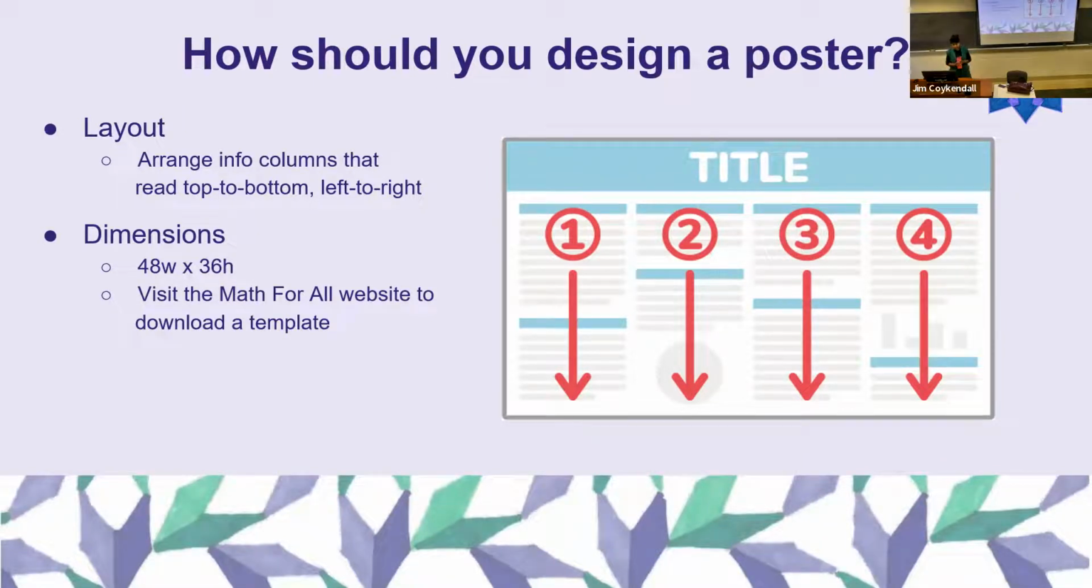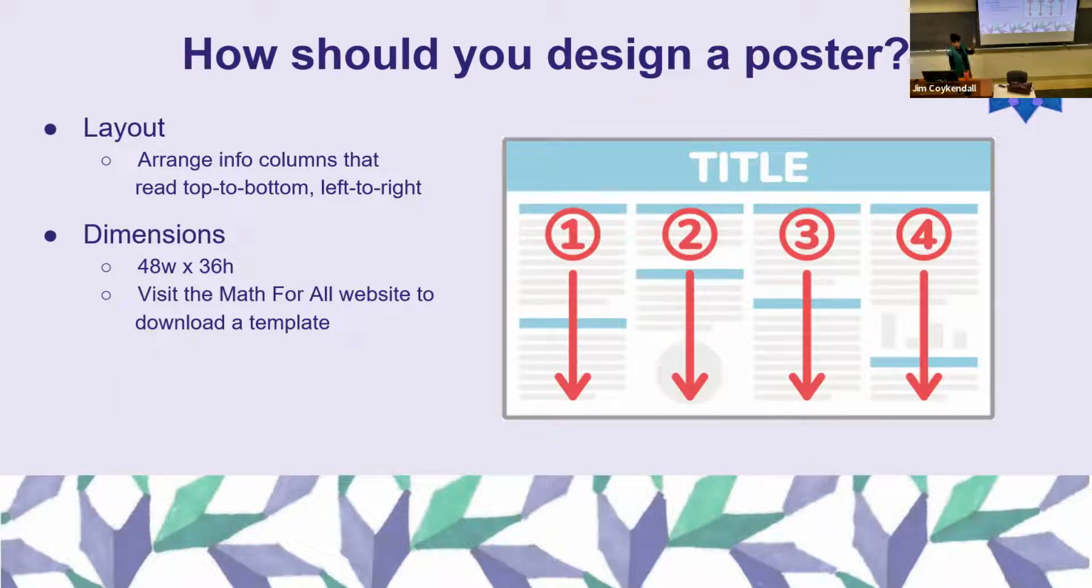So thinking more about the actual poster itself, you usually have a nice layout. I mentioned previously that you want a nice title, something that will capture the attention of the people who are walking around the poster session with multiple students presenting on many different topics. So a nice big title. Usually you want the size to be 48 by 36, and organized by columns. So you read from left to right.